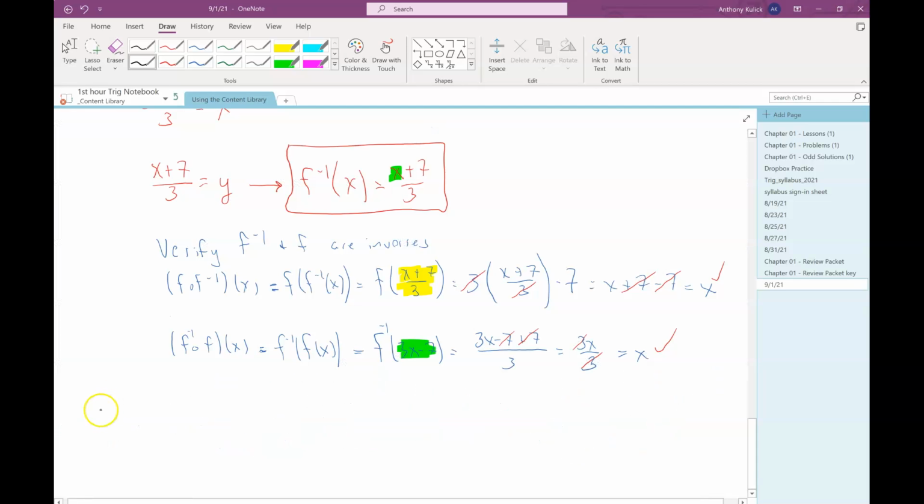Let's look at another example like this. What letter are we on now? I think D.